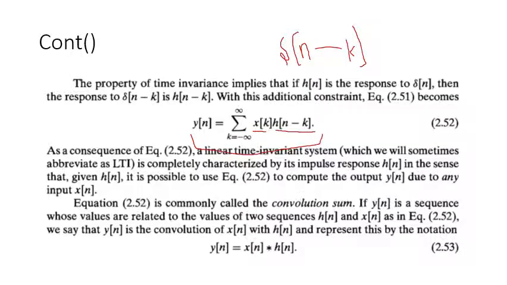This is the property of time invariance. We have seen that there was scaling at the input, so we have scaling at the output, and shifting at the input, so we have shifting at the output. So we can simply say that this is the convolution formula. If we remove this sign, we have this formula.